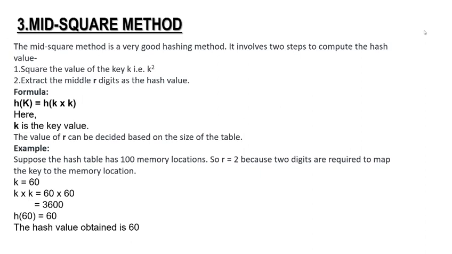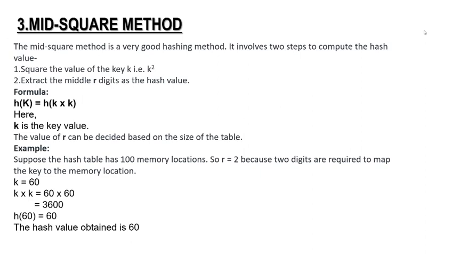Coming to the formula, h of k equal to k into k. Here k is the key value and the value of r can be decided based on the size of the table. Example, suppose the hash table has 100 memory locations. So r equal to 2, because 2 digits are required to map the key to a memory location. So k equal to 60, where k into k equal to what is the value?